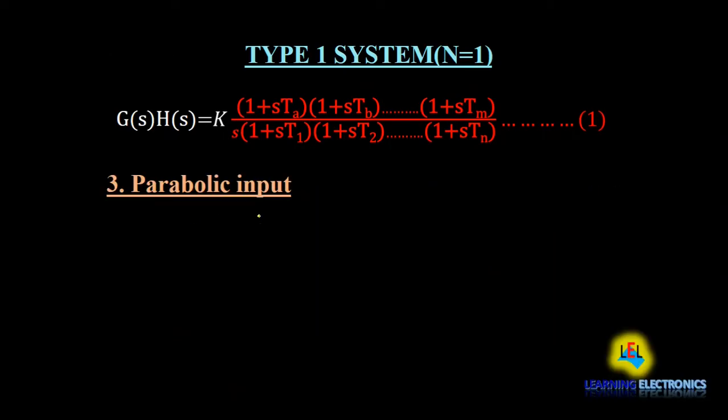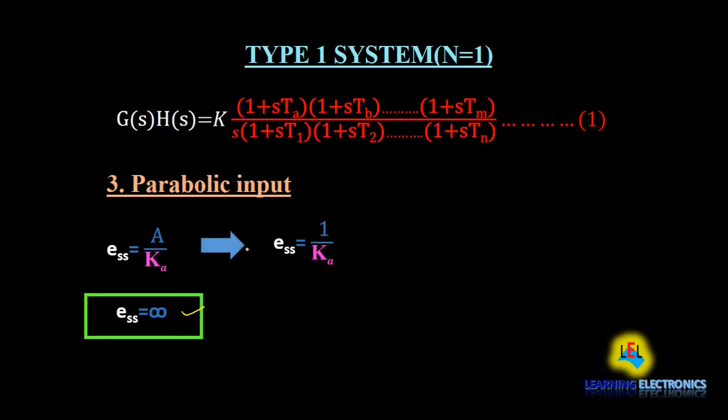Now next one is parabolic input. When parabolic input is applied, the acceleration error coefficient Ka will control the error. Here in this equation, again we put this value of G(s)H(s), then we get Ka is equal to 0 and the steady state error is equal to A upon Ka. So here we put the Ka value, then we get steady state error is equal to infinite for the type 1 system when parabolic input is applied.